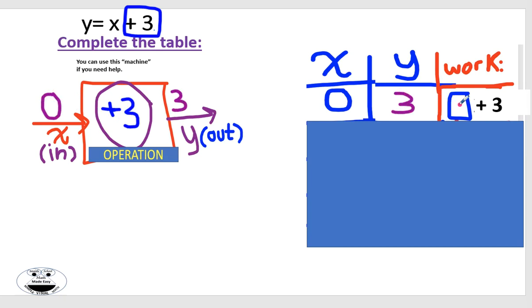Or you can use this: x is 0. So here we're going to put 0 for x, plus 3 is 3. And I write the answer here. So now this says that when x is 0, y is 3. And then, of course, the next step we're going to do is plot it.